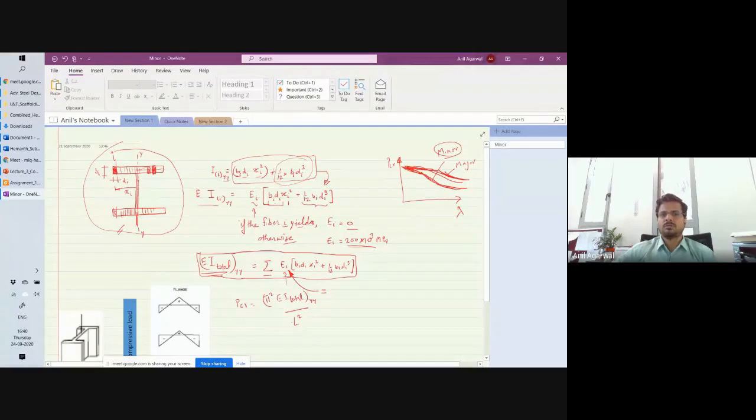Also, in the web, it is important because the residual stresses are varying, right, in the web also. So it makes sense to actually divide the web into finer parts so that individual stresses can be accounted for. Fine.